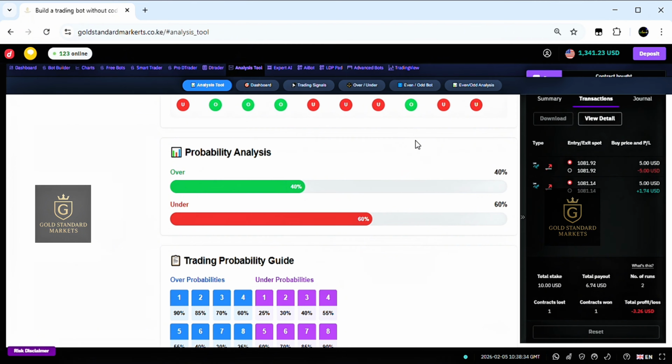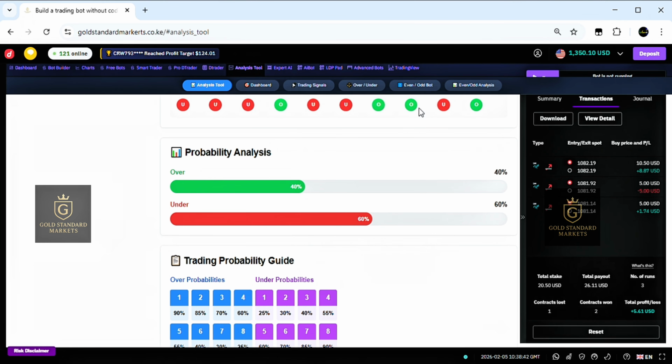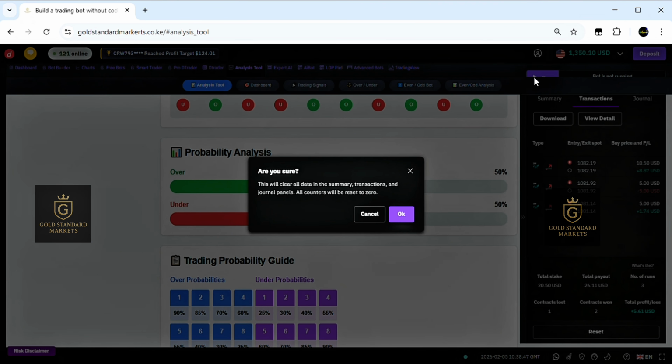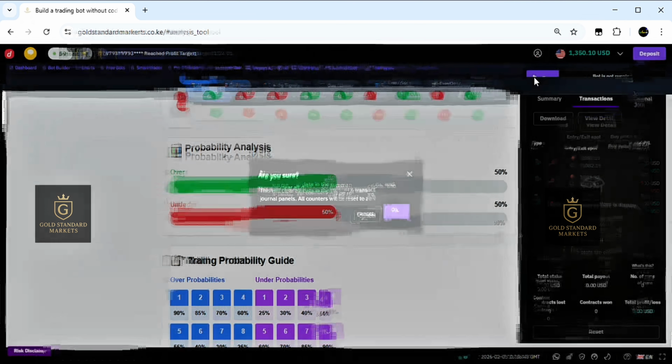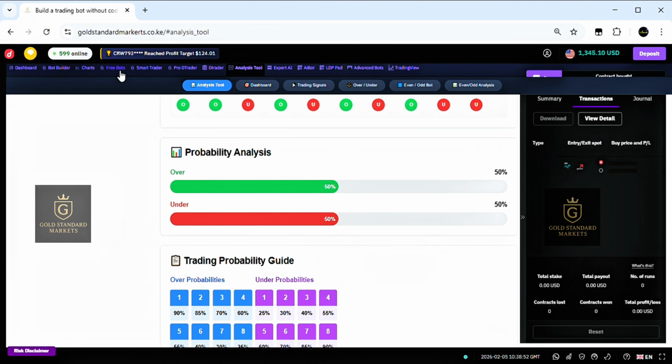And now it's moving. The thing is, before you click on the run button, make sure that the overs are higher than the unders. Don't worry if it goes back to it. You can see it already hit TP. So we just reset, and then we're going. If it goes back to it, no problem. But make sure before you run the bot that the overs are higher than the unders. Alright.